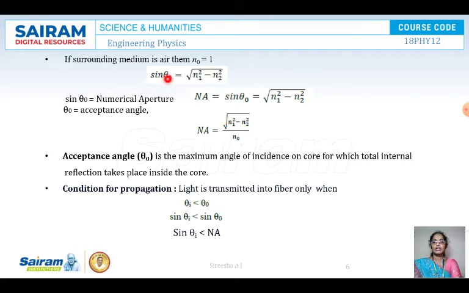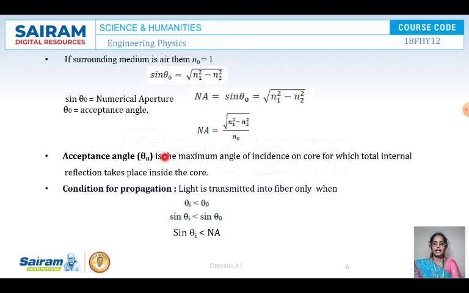Here, theta naught is called the angle of acceptance, and sin of the angle of acceptance is nothing but the numerical aperture. So NA is equal to sin theta naught, which is equal to root of n1 square minus n2 square. Here NA can be written as root of n1 square minus n2 square by n0. If n0 is equal to 1, the denominator will be 1.